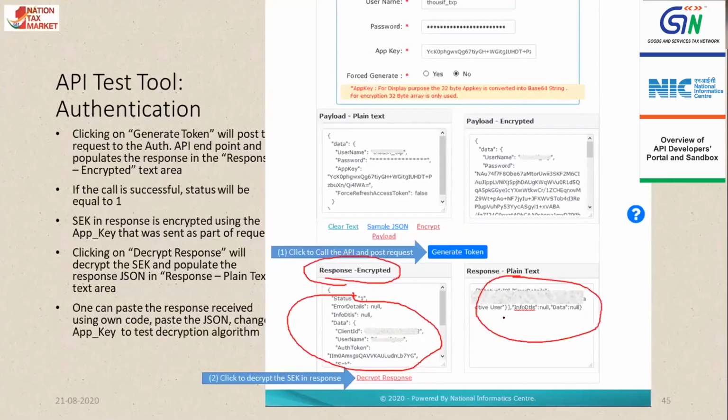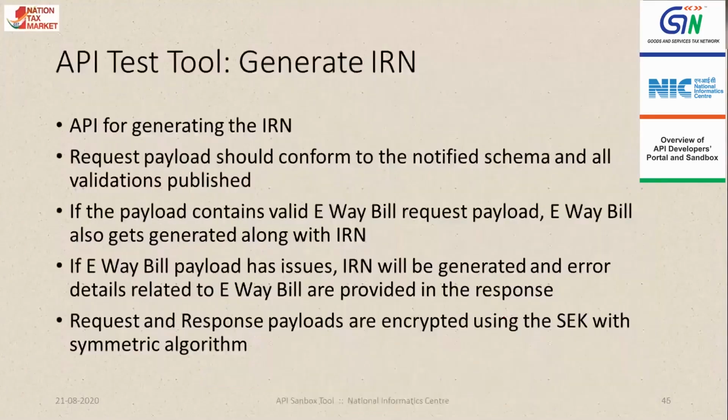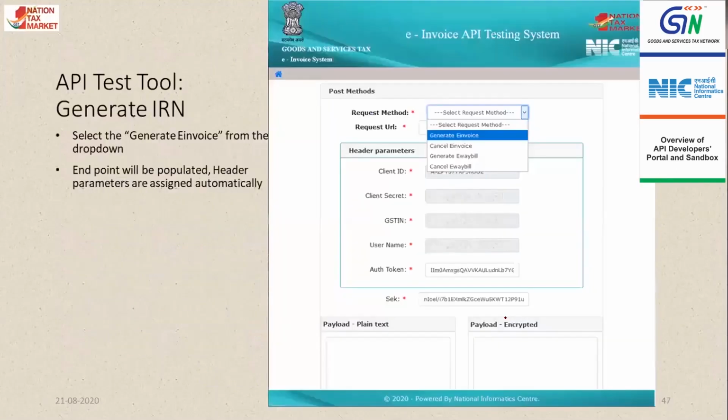So this is an important API that is used for generating the IRN. Let us see quickly how this API works. All the POST APIs are grouped together, and they are available under the POST methods link from the main menu. And here we are looking at the generate invoice API. Here all the required attributes for the request header are shown, and these are pre-populated by the system itself. The auth token which was generated as part of the previous authentication call is automatically populated here, and the SEK is shown for reference.